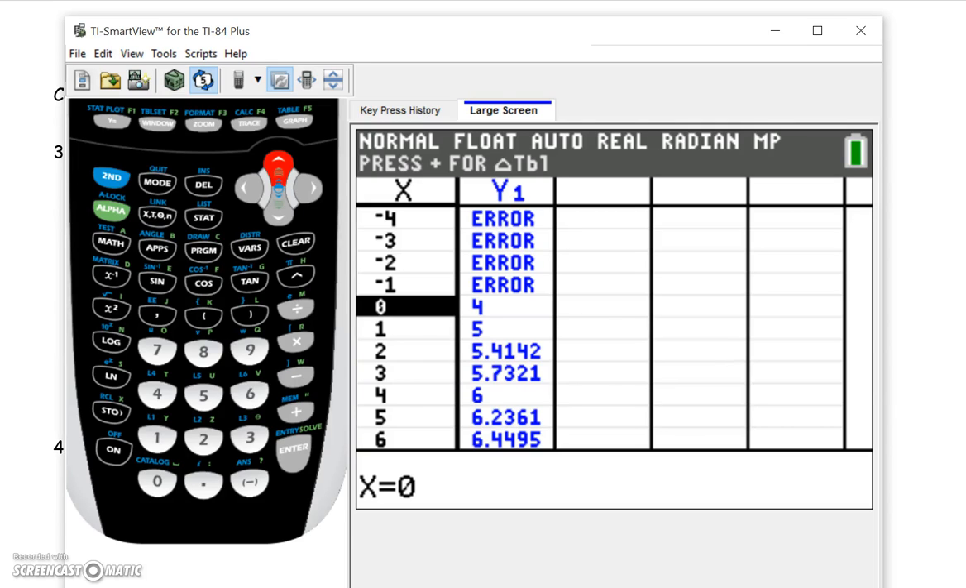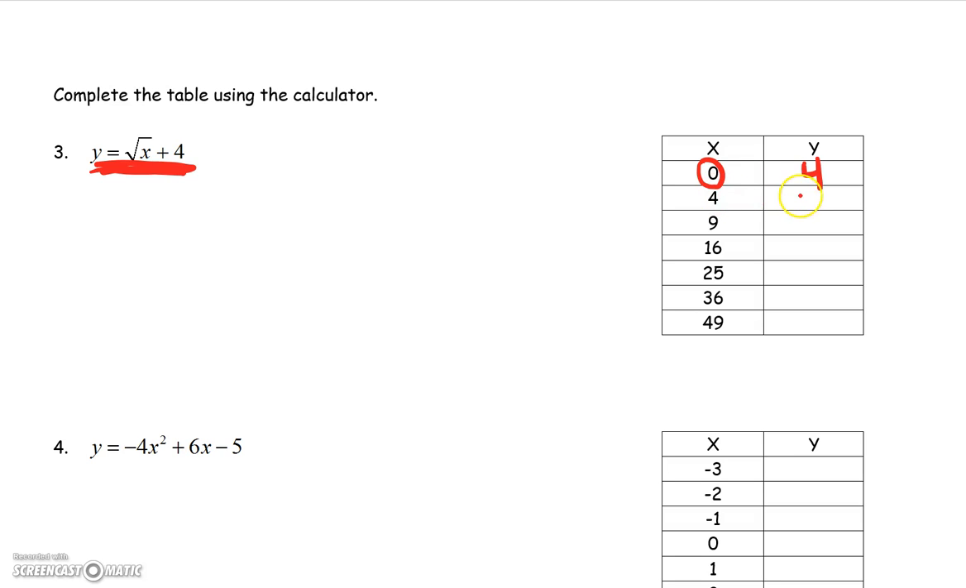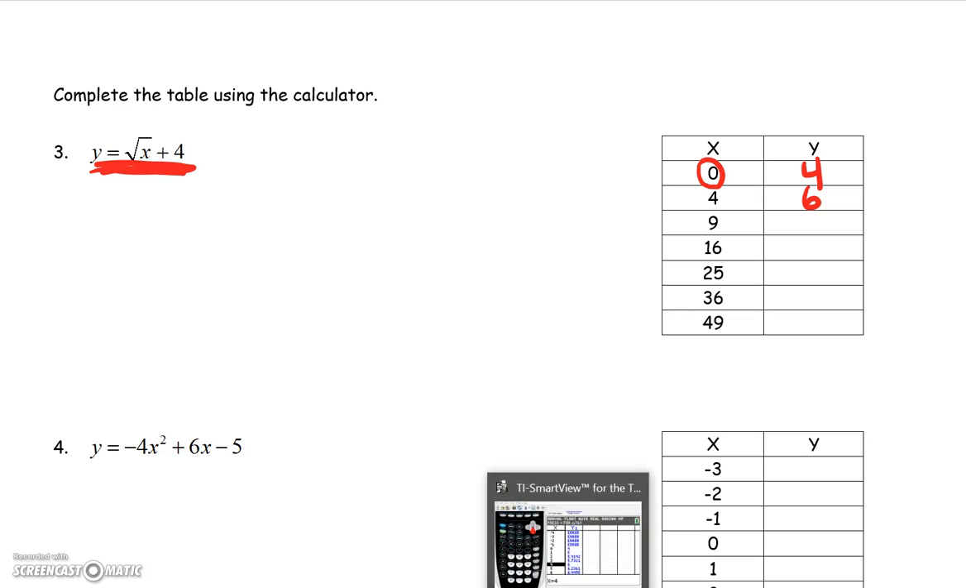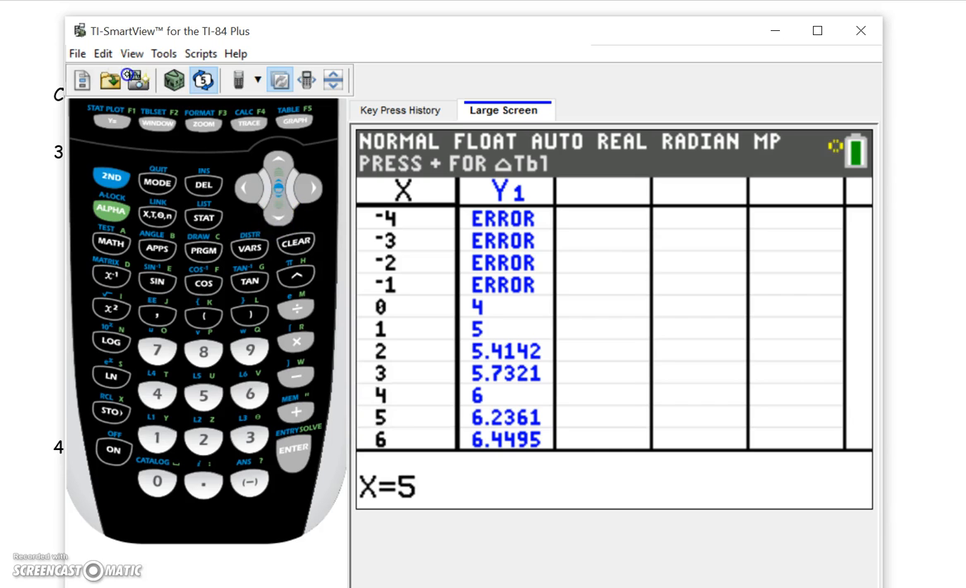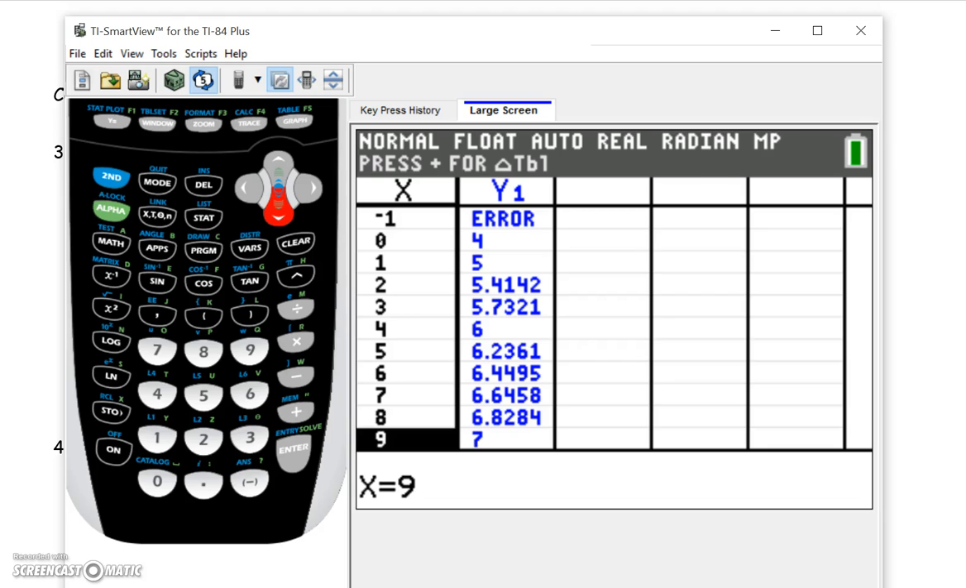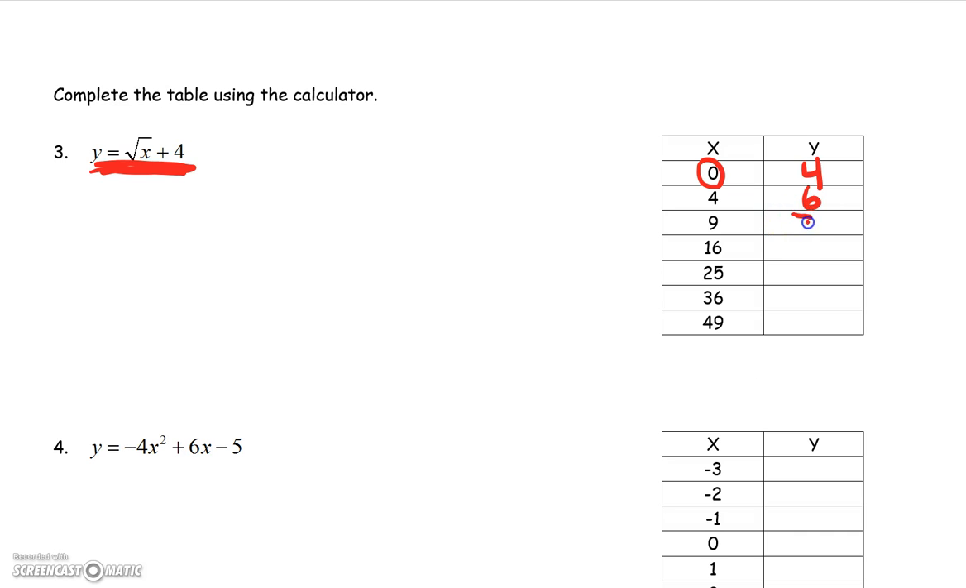Going back to the calculator, an input of 4 yields an output of 6 on this row right here. And so once again, I'll copy an input of 4 yields an output of 6. We'll continue in this manner, scrolling down the table for each value that we need. So an input of 9 yields an output of 7. I'm going to pause the video right here and fill in the rest of the table, and we can check and see if our answers are the same.